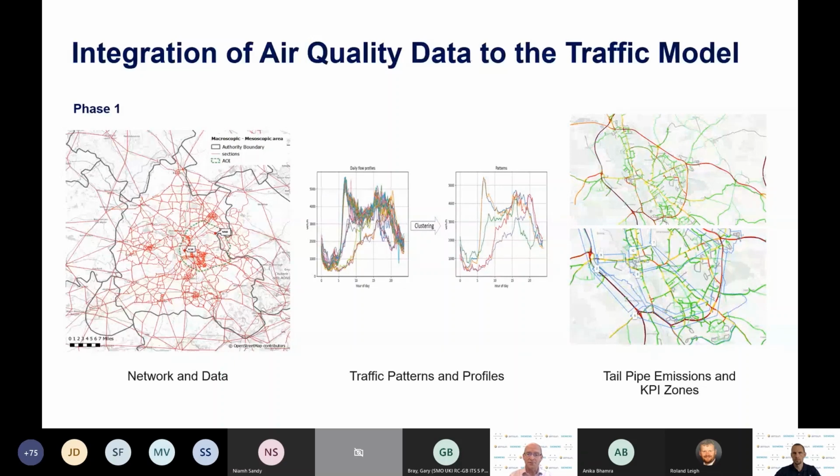From that, we then use the tailpipe emissions element that we have in our software, and I'll explain the details behind that in the next slide. And we then pushed the tailpipe emissions estimates based on historic and current flow into the dispersion model that Earthsense produced. Next slide, please.